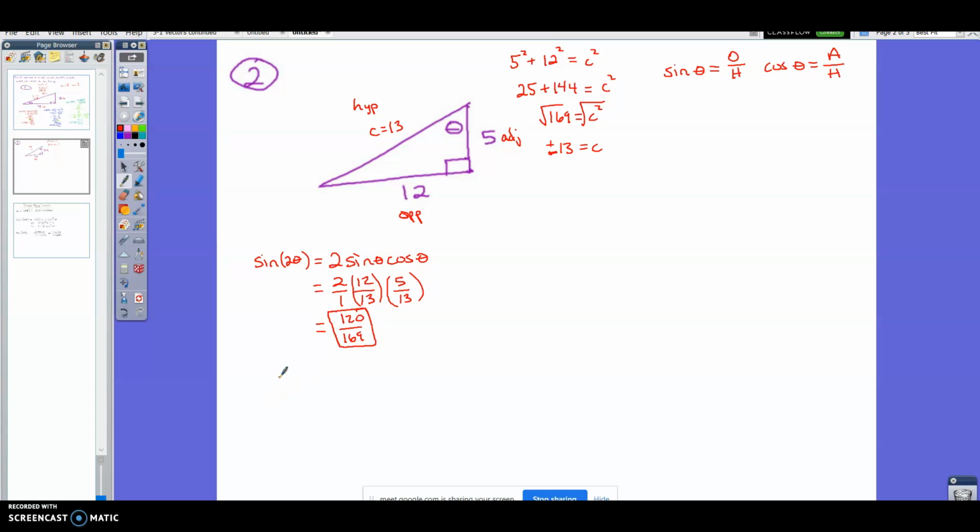So just like the last one, the next thing that's easiest to find is the cosecant of 2 theta. It's just the reciprocal of our sine of 2 theta. So we just flip the fraction.